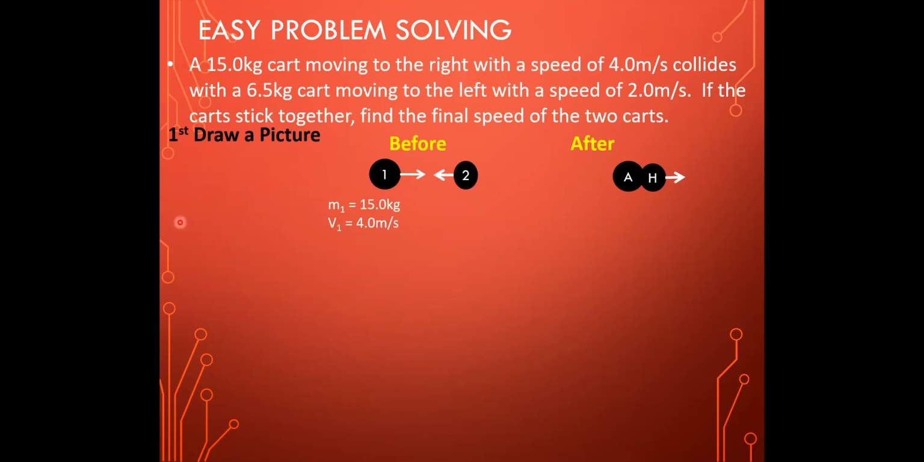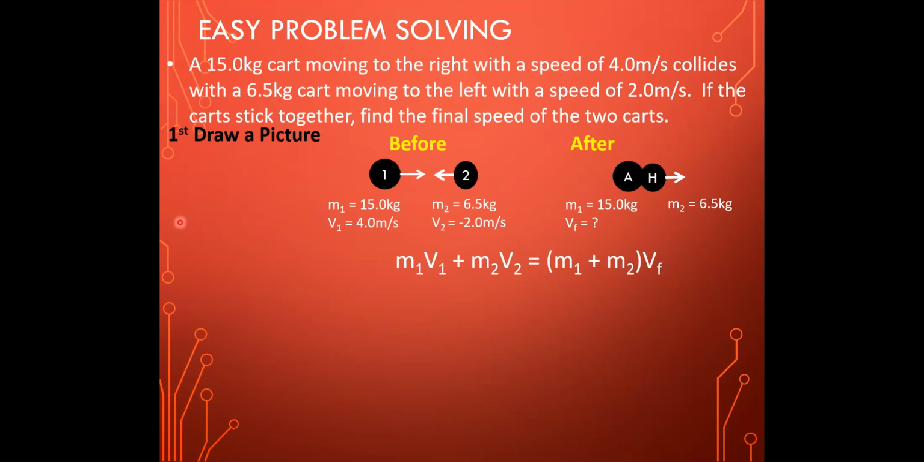So the mass here is 15, its velocity is 4. Here it's 6.5, its velocity is -2. Why is it -2? Because I told you they are moving with the opposite direction. It's not moving with the same direction, so I have to write the velocity with -2. After that, both of the masses are stuck to each other, so we have to add the masses, but they are moving now with the new final velocity.